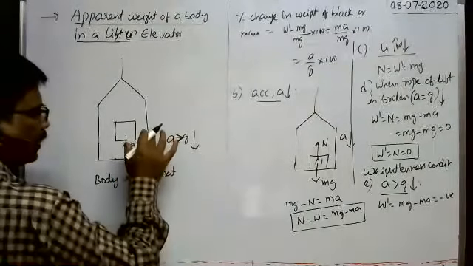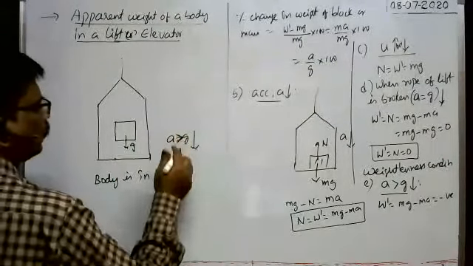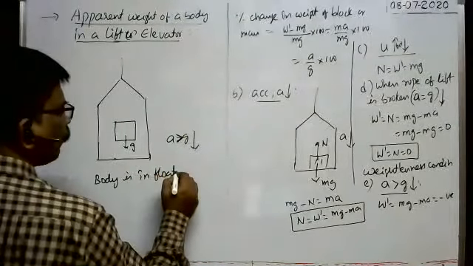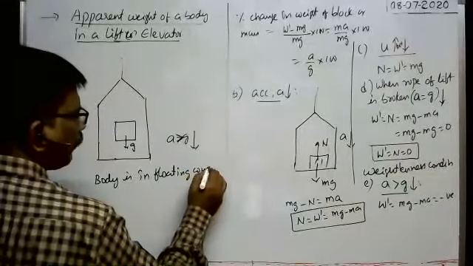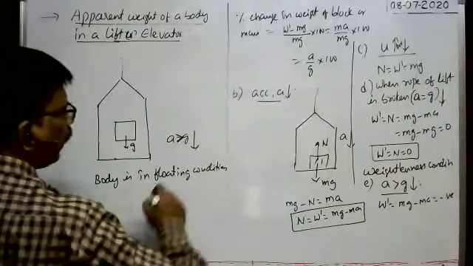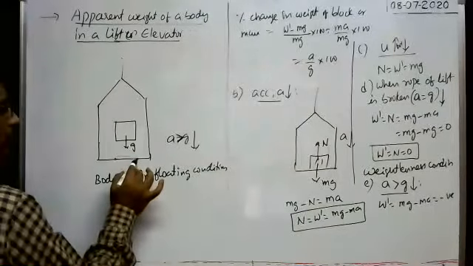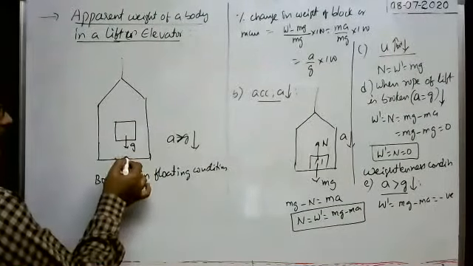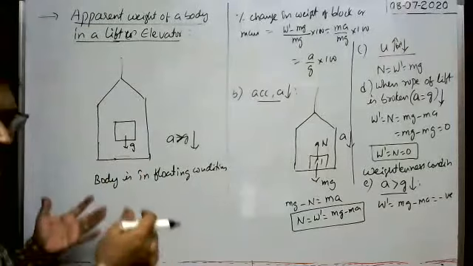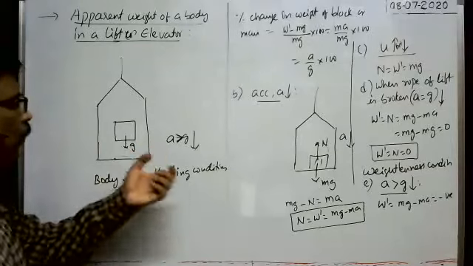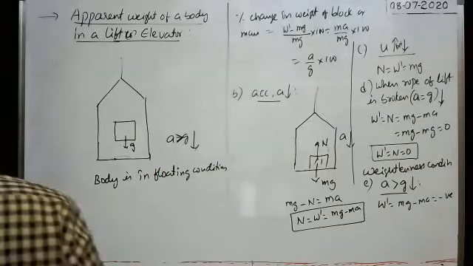So when the acceleration of the lift downwards is greater than the acceleration due to gravity, then the body inside the lift is in floating condition. Of course, here the apparent weight is 0 only. Apparent, because here the weighing machine is on the floor. The block loses contact with the floor, which means the weighing machine does not show any reading. That's why the reading of the weighing machine is 0 only, but the body is in floating condition. Okay. Next.